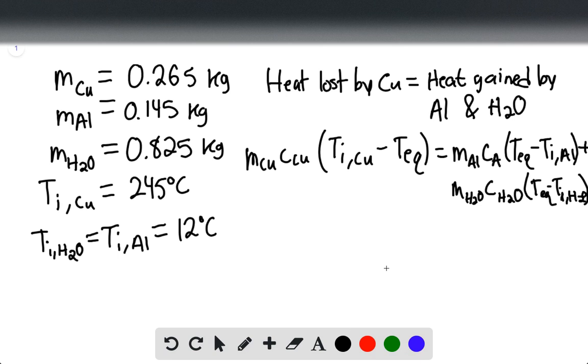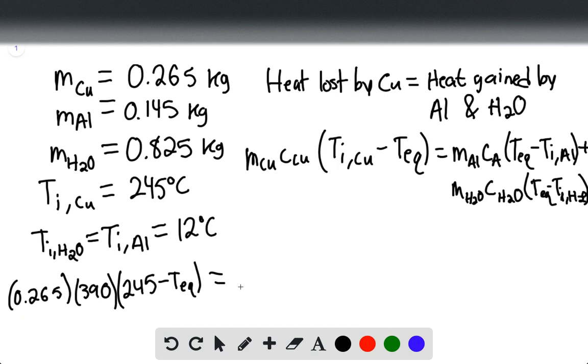So at this point, we can just plug everything in. So 0.265, 390 joules per kilogram per degree Celsius for the specific heat capacity of copper. And then we'll have 245 minus the equilibrium temperature. This is going to equal 0.145, the mass of the aluminum. The specific heat capacity of aluminum is 900 joules per kilogram per degree Celsius.